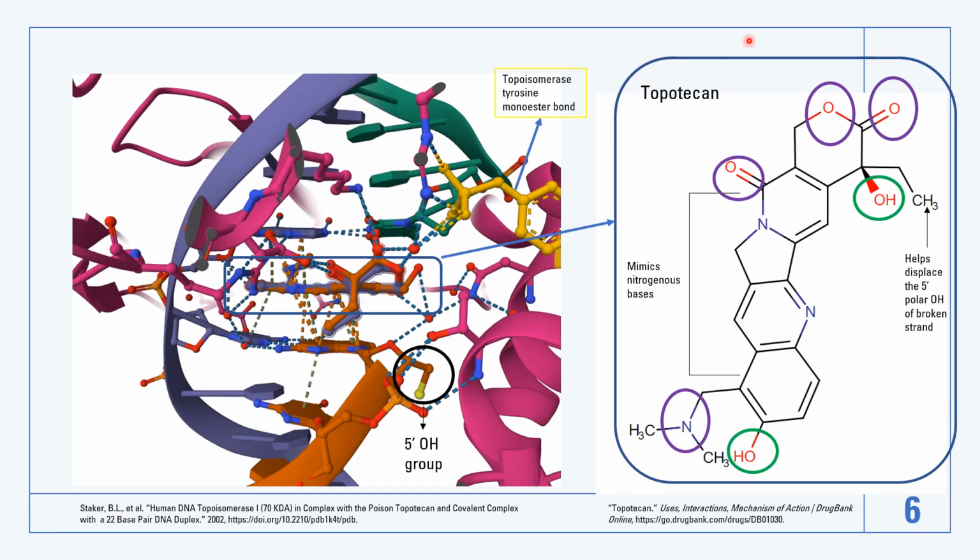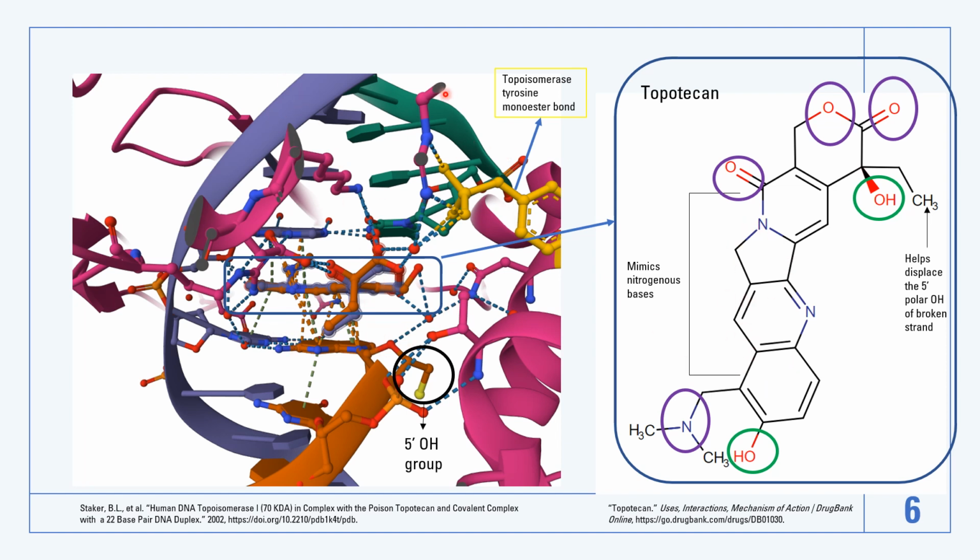We have the structure of Topotecan and its interaction with the topoisomerase cleaving complex. Topotecan mimics DNA base pairs with its heterocyclic rings and binds at the site of DNA cleavage by intercalating between the upstream and downstream base pairs through pi stacking, right here labeled in orange dashed lines, between the bases. There's also consideration of the hydrophobic effect of those rings within the DNA.